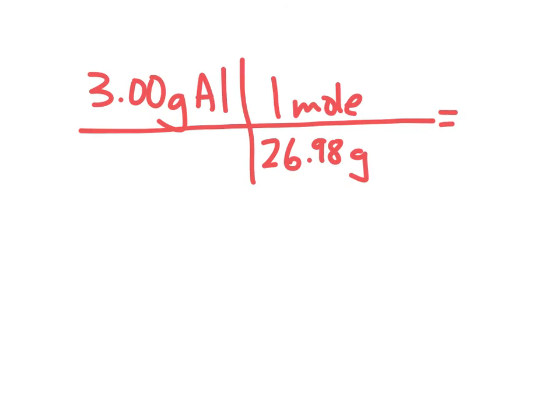So the amount of aluminum that we have is about 0.11119. That's going to keep on going, and that's how many moles of aluminum I had.